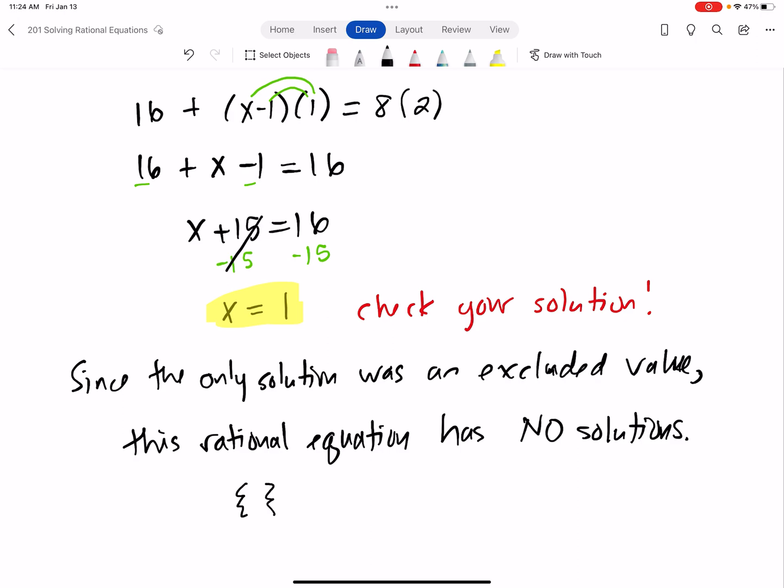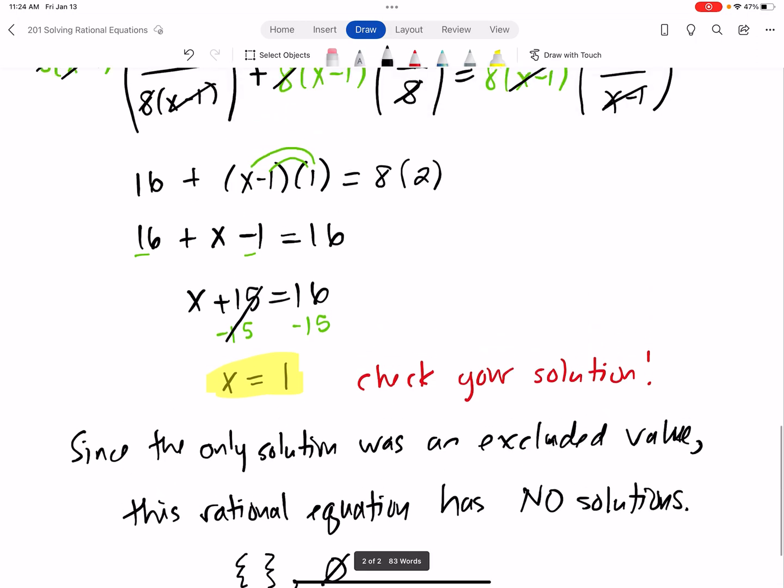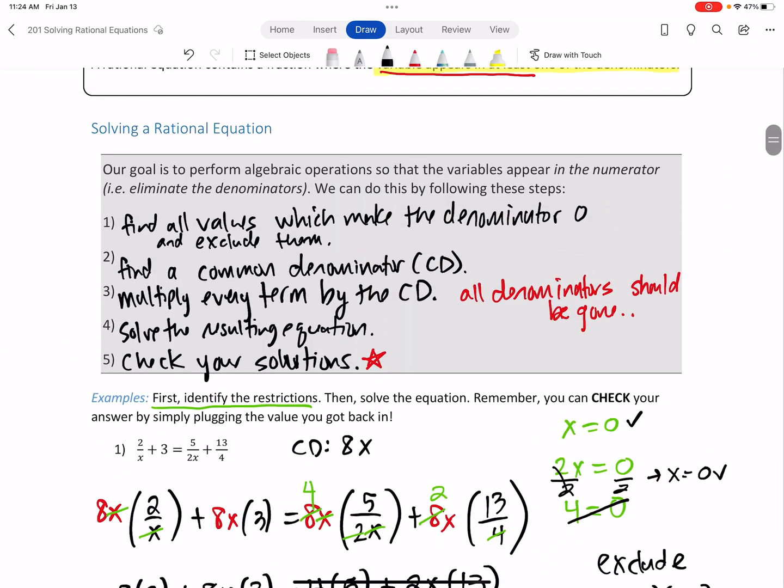Sometimes we write it with curly braces with nothing inside it, or sometimes we write it with like a 0 with a line through it. So one important thing to remember is to check your solution at the very end. So go back to those steps: find what you're going to exclude, find a common denominator, multiply every term by the common denominator, solve the resulting equation, hopefully it's going to be linear, and then check your solutions.